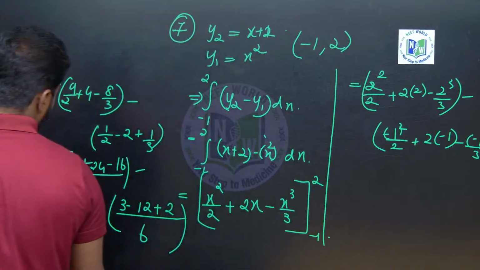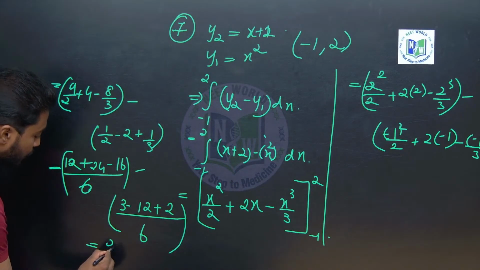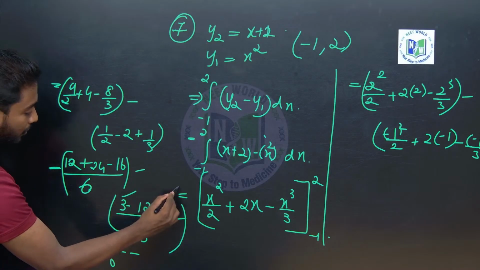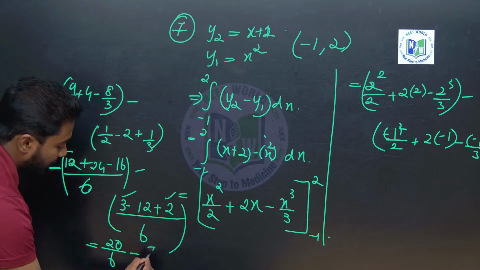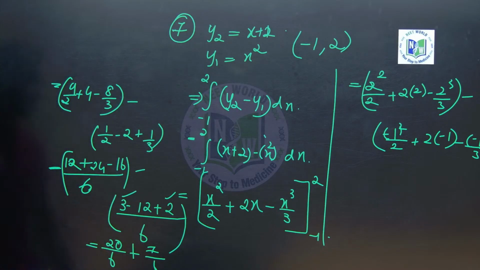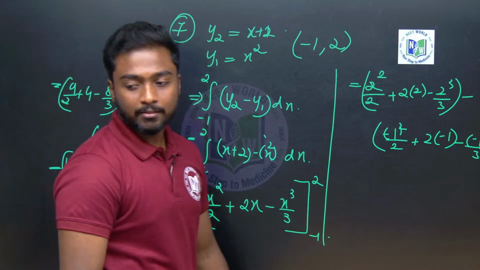So the answer is 20 by 6 minus minus 7 by 6. Minus of minus will be plus. So 27 by 6 is the answer.